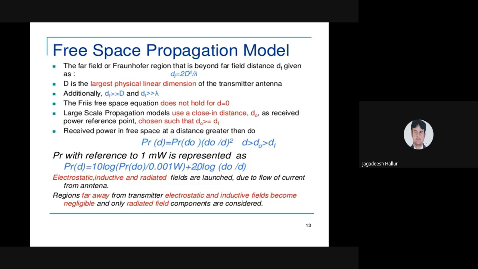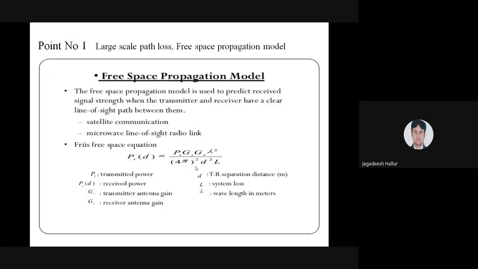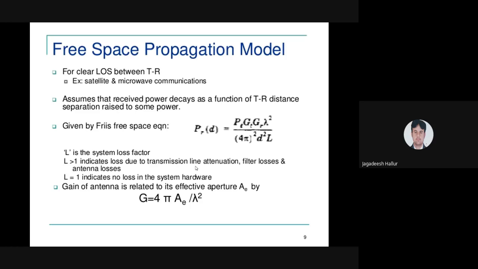Okay, I think you have written this equation. The first equation for this free space propagation model is the total received power. If those who have not written, write this equation. PR of D is equal to PT GT GR lambda square divided by 4 pi square D square into L. This is the first equation. Second, if there is no loss, L is equal to 1. If there are losses, L is greater than 1.